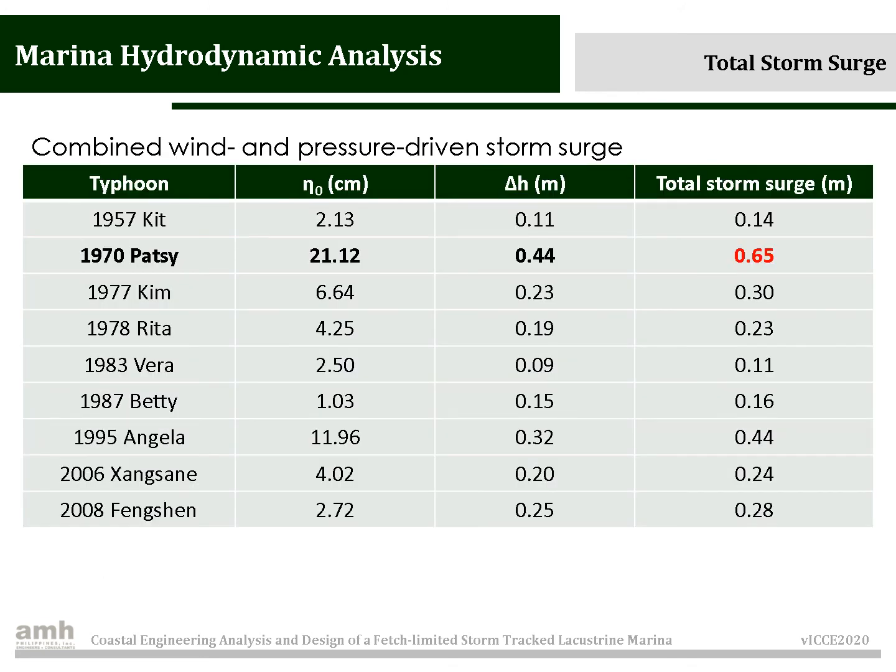This table here summarizes the combined wind and pressure-driven surges of the potentially critical typhoons enumerated earlier. So the most critical values were due to Typhoon Patsy, which occurred in 1970, for both the wind setup and the water level rise. The values are at 0.21 meters and 0.44 meters respectively. This resulted in a maximum total storm surge of 0.65 meters.